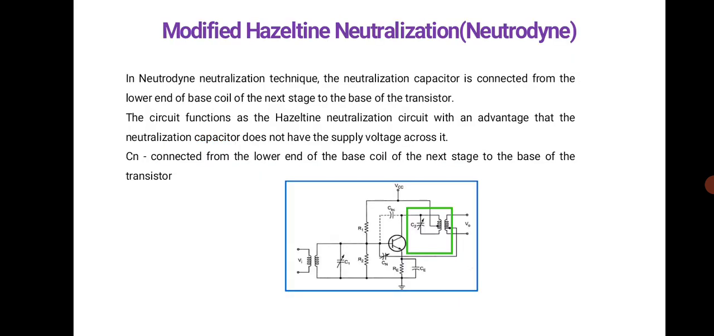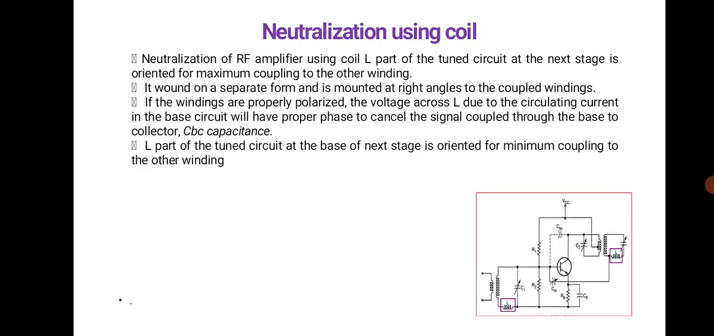The second one is Neutrodyne, also called modified Hazeltine neutralization. In this technique, the neutralization capacitor is connected from the lower end of the base coil of the next stage to the base of the transistor. So the circuit will function as the previous Hazeltine neutralization circuit, but with an advantage that the neutralization capacitor does not have the supply voltage across it. And the last one is neutralization using coil.